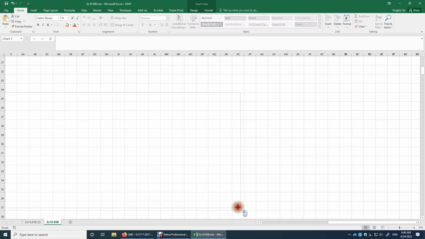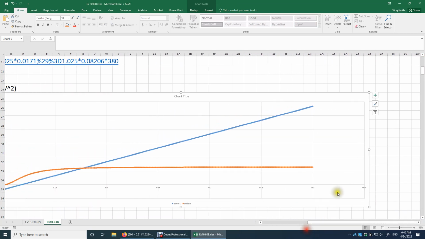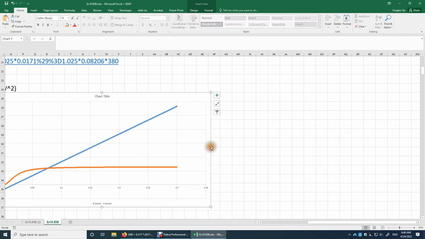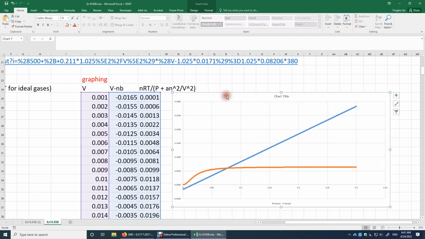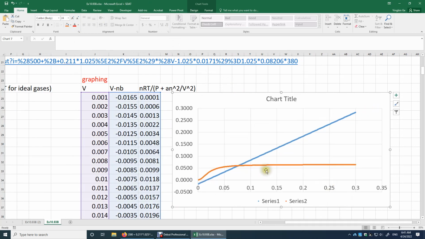And I want to make the graph bigger. Okay, not so big, a little smaller than that. Small enough that I can show you everything. Now I'm clicking the graph, I'm changing the font size to maybe 24 so you can see the numbers.